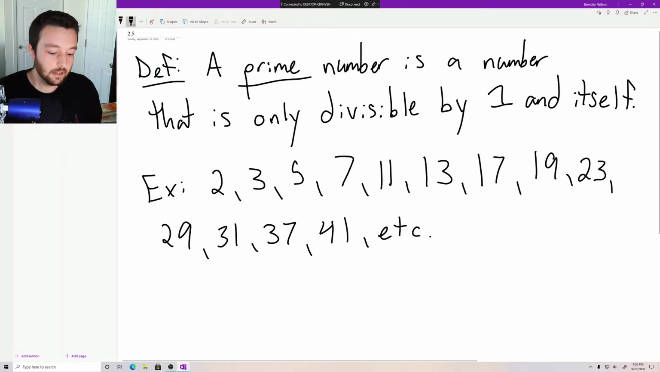Okay. So why do we care about this? Well, prime numbers are very special numbers. The fact that they're not divisible by anything else other than one and itself, it's very unique.